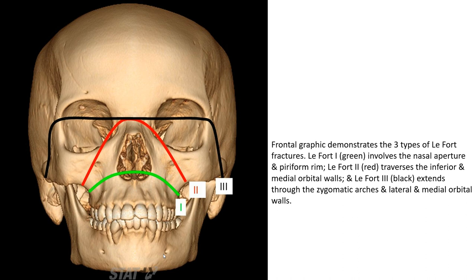So, first segment to show the three types of transfacial fracture by level. The green line is level 1, involving the nasal aperture and piriform rim. The red line is level 2, transecting the inferior and medial orbital wall. And the last one is level 3, the black line.